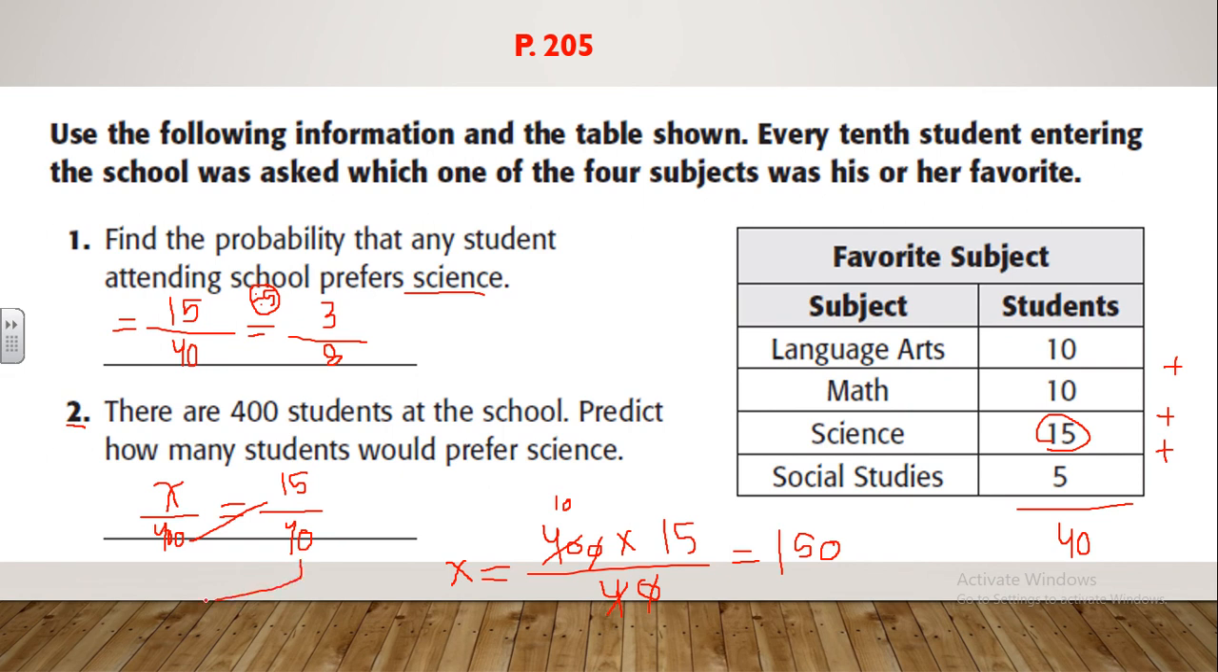The 40 became 400. That means I make it times 10, right? So like you do down, you will do up. So you will make up times 10. That will be 15 times 10. You will get 150.